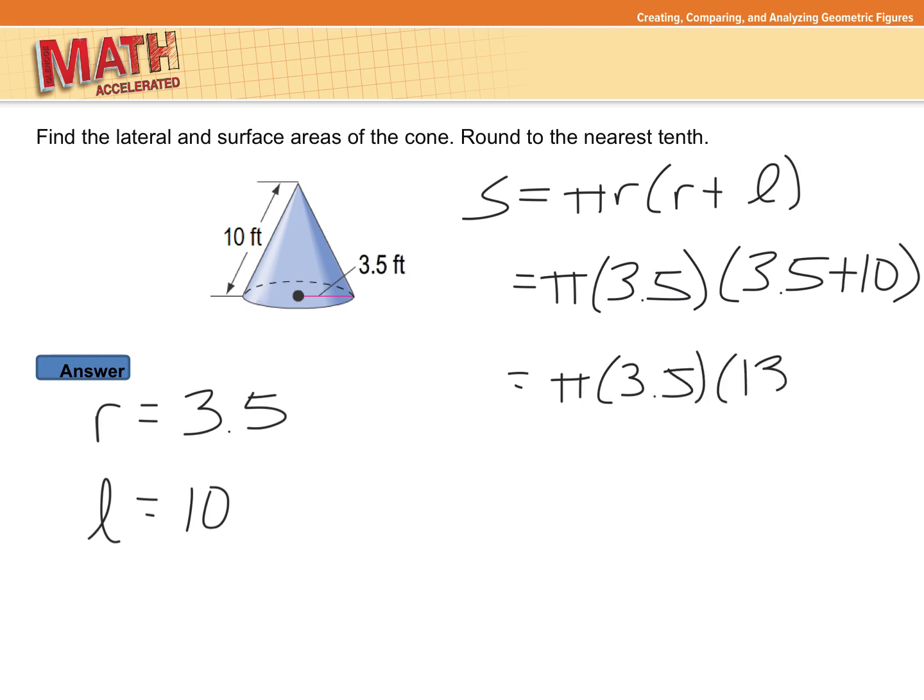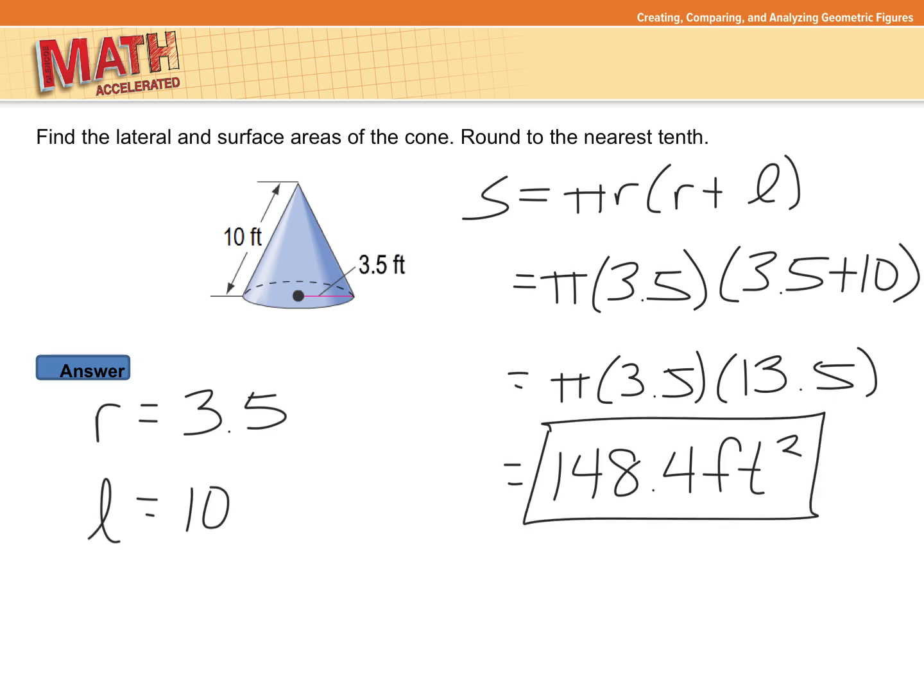Yep. Now what do I do with all three of those values? Multiply them in your calculator. So you take pi times 3.5 times 13.5. What did you get? Yes, and then surface area label is feet squared. Good. Awesome. Questions about surface area of a cone? Okay, just make sure you add this part first before you start multiplying things in your calculator. Okay?